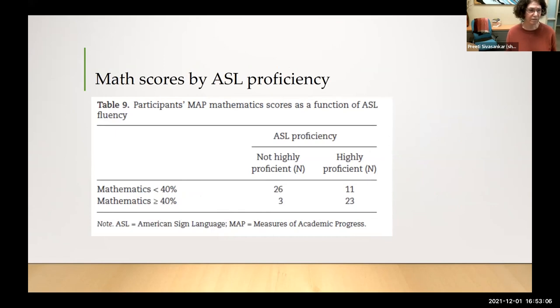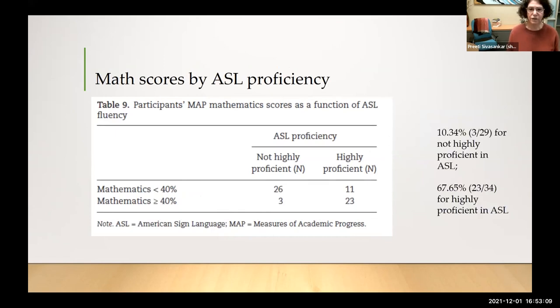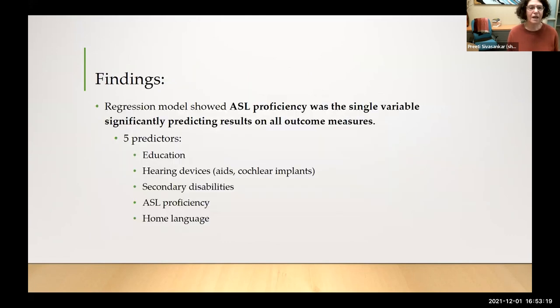Likewise for the math, right? 10% for the not highly proficient, 67.65% for the highly proficient in ASL. So it's not just reading, it's also math. Finally, the regression model showed that ASL proficiency was the single variable that significantly predicted results on all the outcome measures. And this was including education, hearing devices, including aids and cochlear implants, secondary disabilities, ASL proficiency, and the home language.